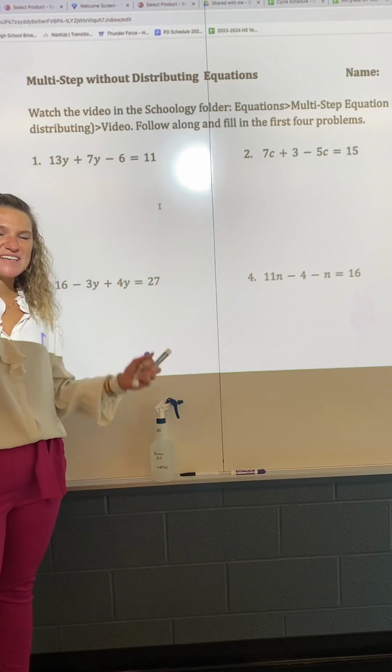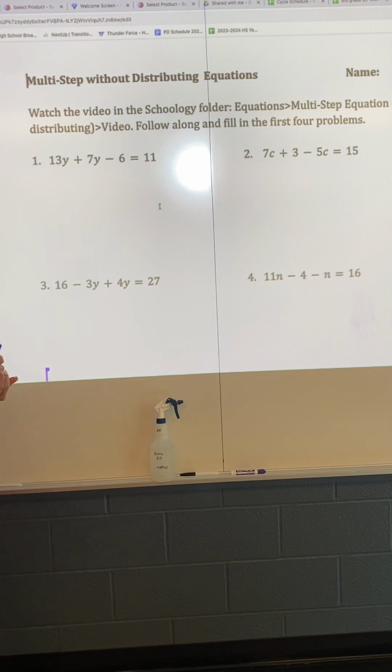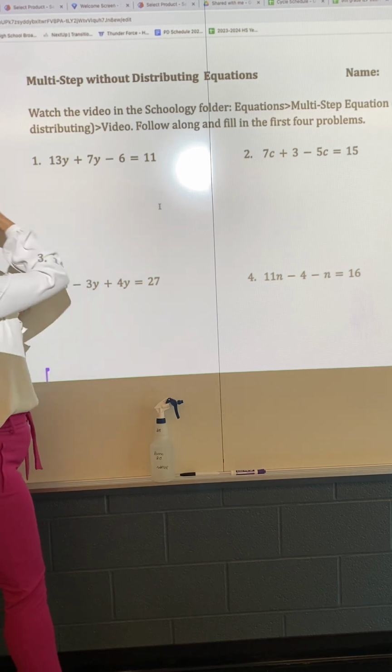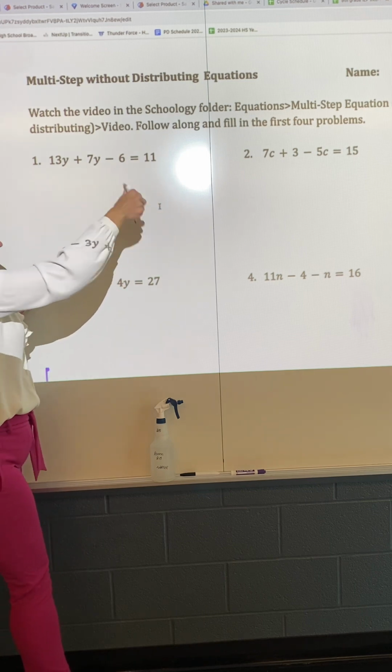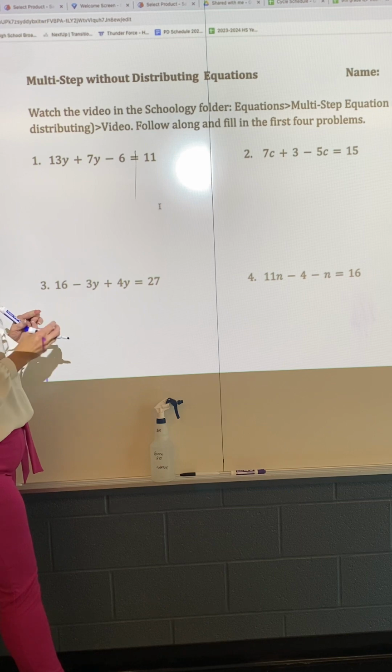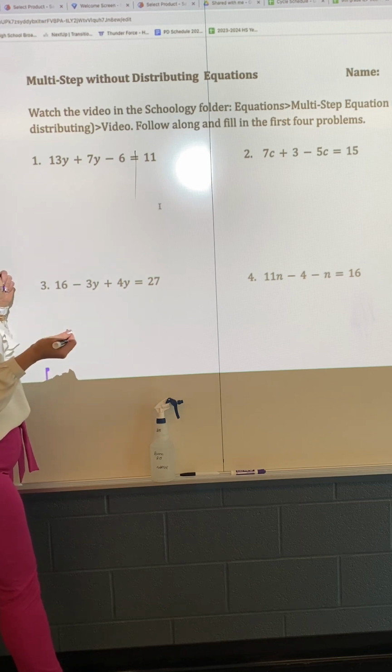This is Mrs. Kobutz, and we're going to be going through multi-step equations that do not include any distribution. So the first thing I want to talk about before we dive right in here is the fact that I have two sides to my equation. So I have the left side of the equal sign and the right side of the equal sign. If I can simplify or put things together on one side, I should do that first.